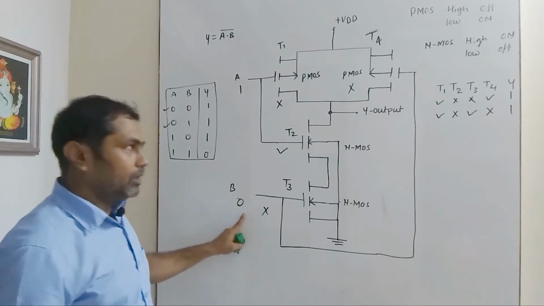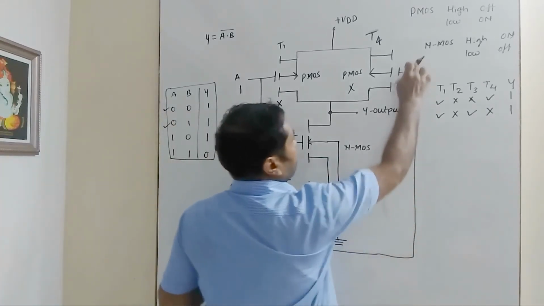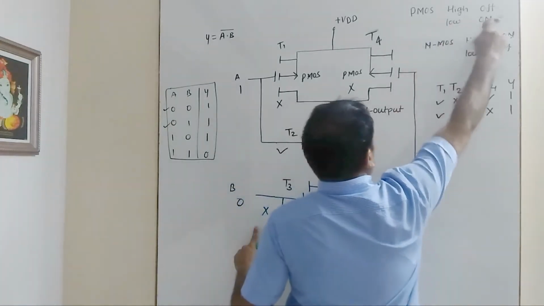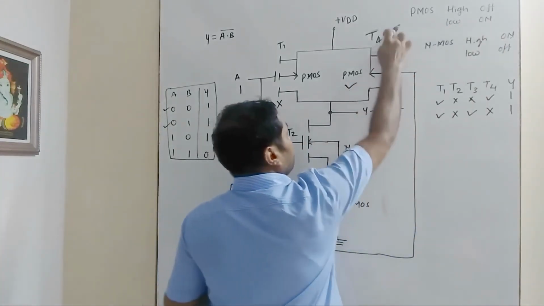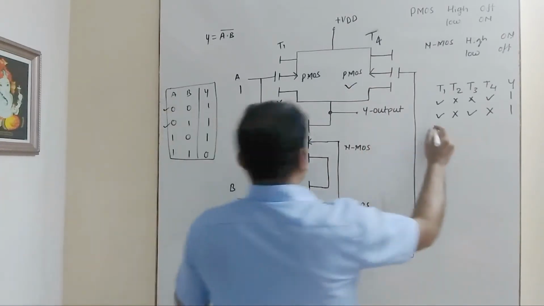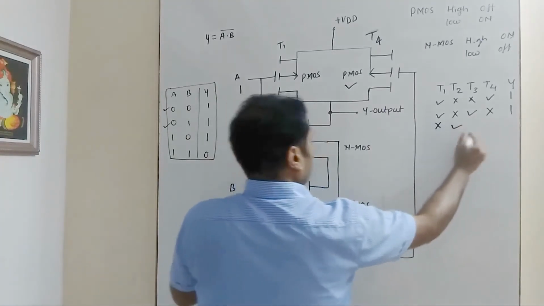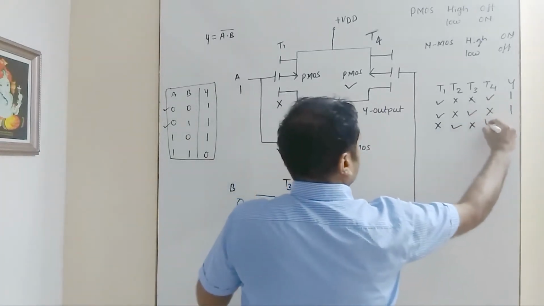Same logic 0 is connected to the gate of the PMOS. If the PMOS is connected to low, it will be on. So the PMOS, that is T4, will be on, T3 is off. Let us summarize this. T1 is off, T2 is on, T3 is off, and T4 is on.